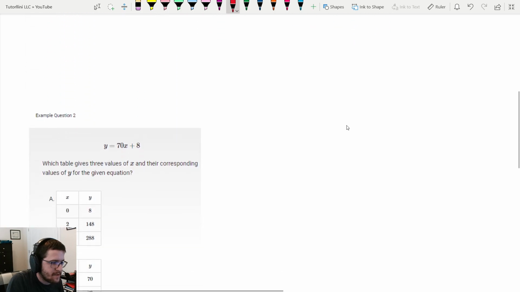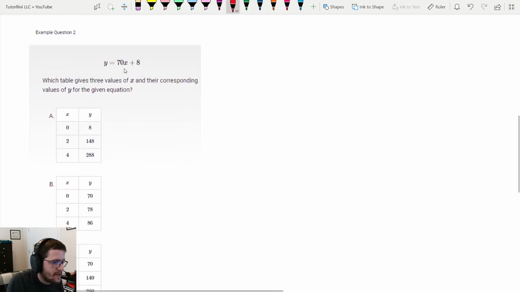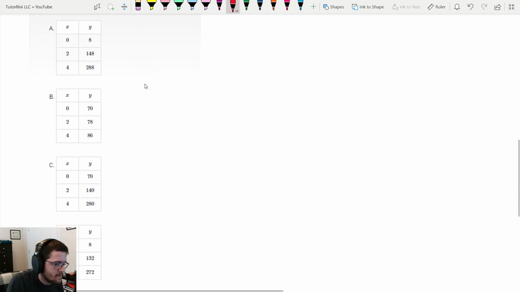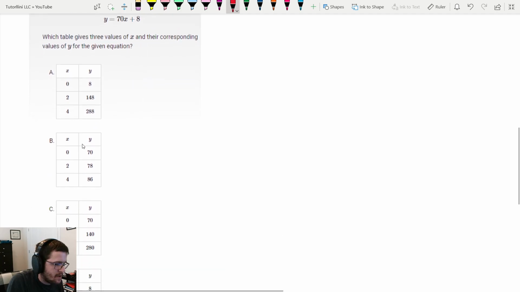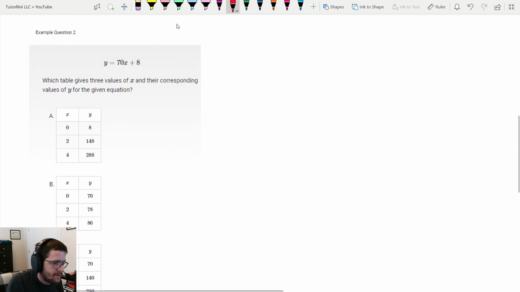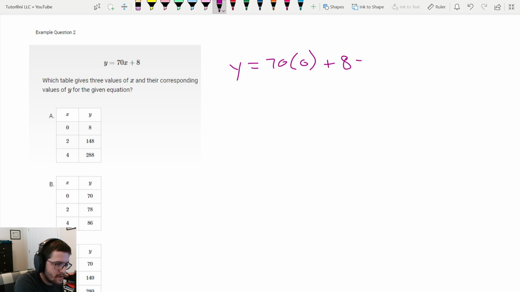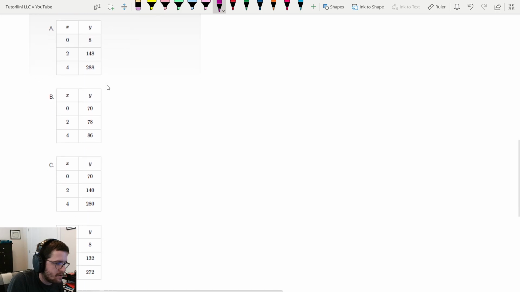Great, let's look at the second one. Table of values. So all the x values are 0, 2, and 4. If I plug in 0, I get 8, because 0 times 70 is 0. 0 plus 8 is 8. So right away, these B and C are wrong.